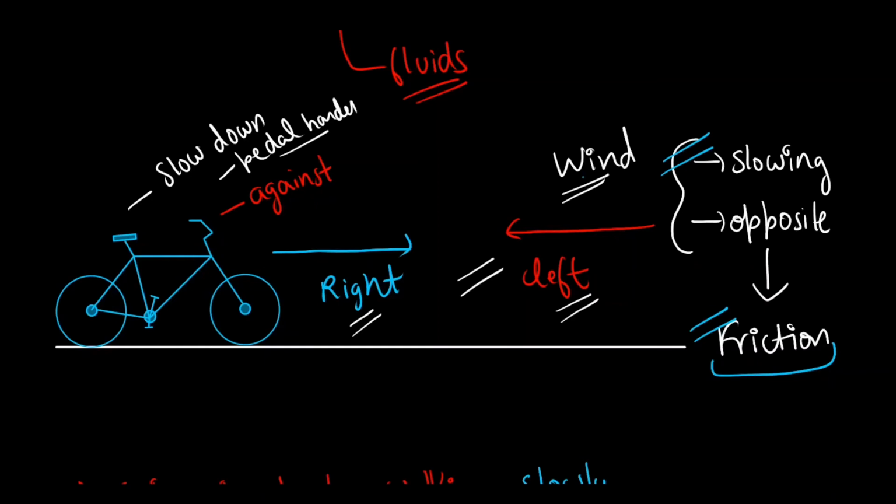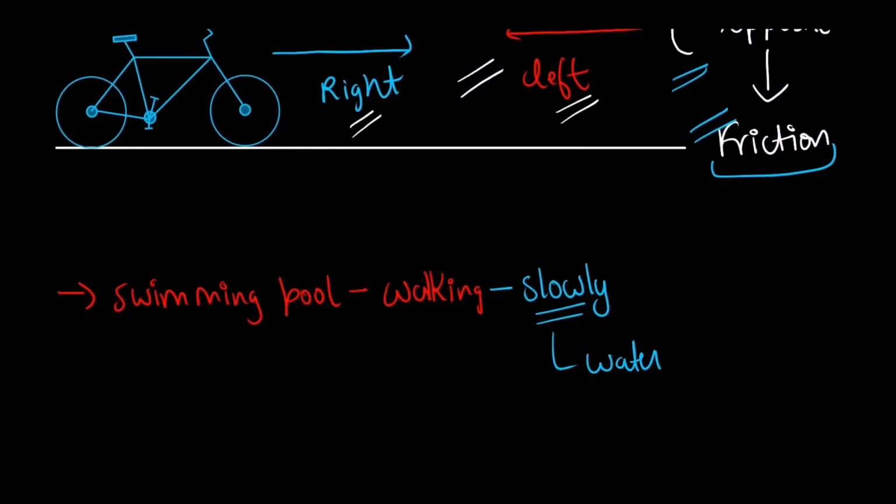So over here, my friend, what I can say is wind is applying friction on a bicycle. And the second example is water. Water is applying friction on us, which is slowing us down. That's why we are walking slowly in water.